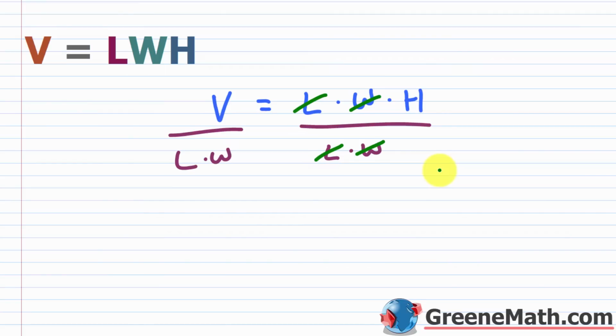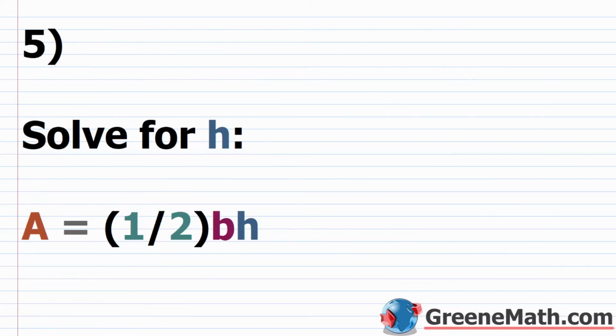And of course, you could switch that around. I'm going to put h on the left, and I'll set this equal to V, which is the volume, over L, which is the length, times W, which is the width. Okay, let's look at problem number 5.